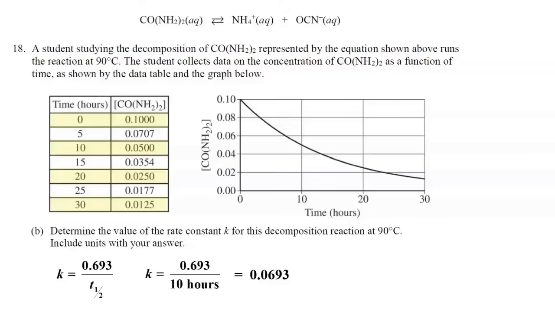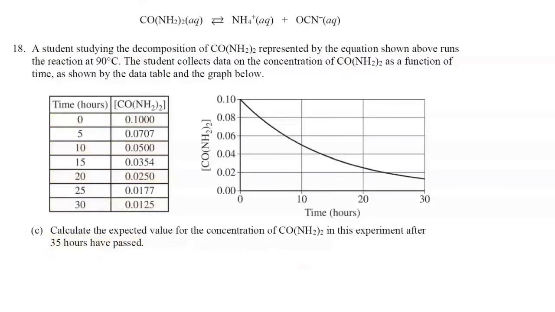Now, if you wrote 0.0693 as your final answer and then just stopped right there, you would not earn full credit because it says include units with your answer. The units of the rate constant with first order kinetics is always going to be inverse time, but not inverse seconds, not inverse minutes. In this case, it's inverse hours. So that is the answer to part B: 0.0693, and the unit would be inverse hours, or 1/hours. Moving on to part C of this question.